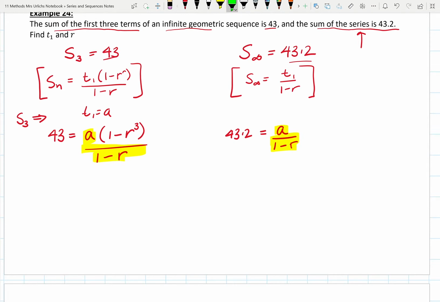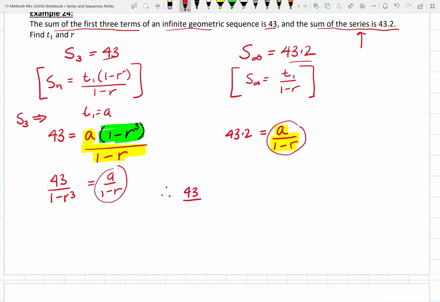So we're going to rearrange the left-hand equation by dividing down by 1 minus r cubed, and then we'll have a on 1 minus r as the subject. So it's going to be 43 on 1 minus r cubed equals a on 1 minus r. So now these two things are equal to each other. So therefore, 43 on 1 minus r cubed equals 43.2. From here, we rearrange, so we multiply up by 1 minus r cubed and divide down by 43.2.